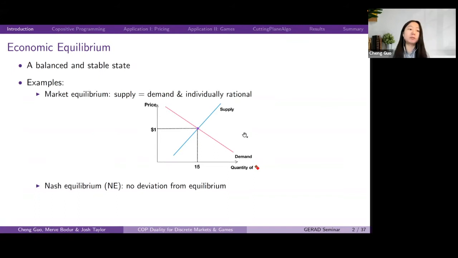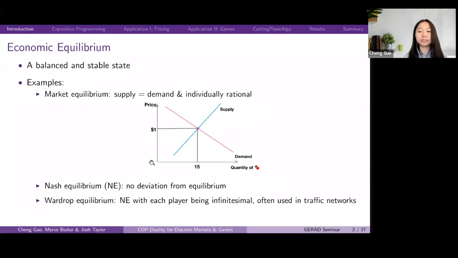At this point, no one wants to deviate from the equilibrium. For those of you familiar with game theory, Nash equilibrium is another type of economic equilibrium where no player wants to deviate from the point, given all other players' decisions fixed. Also in transportation networks, there is the concept called Wardrop equilibrium. It is basically a Nash equilibrium with each player being infinitesimal, and it is often used in traffic networks. Those are some examples of economic equilibrium, and this concept is widely used in many economic problems.